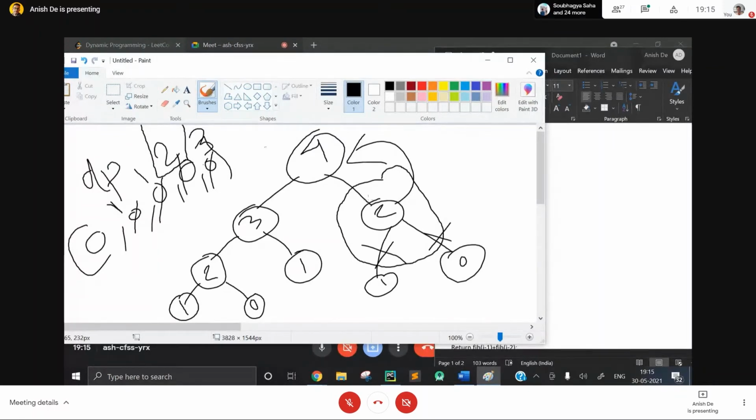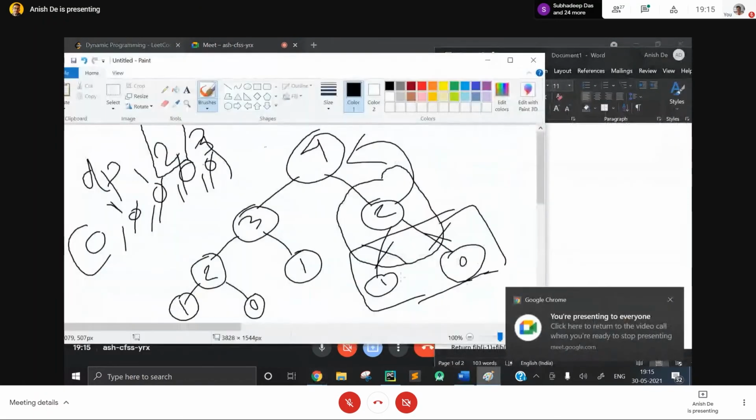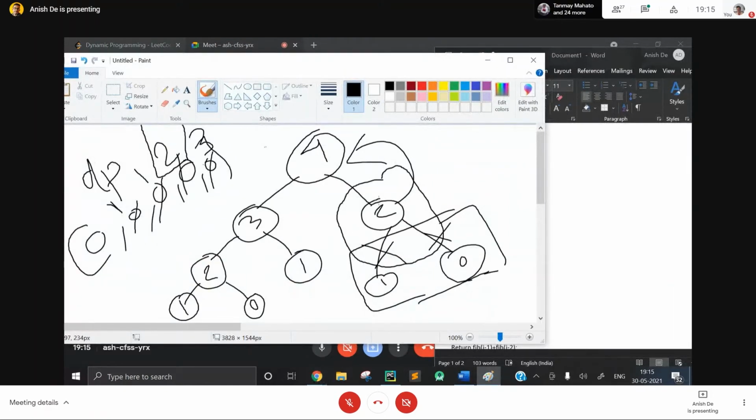Now everyone has understood this, means this part, that why this is not called. Did everyone understand that why 1 and 0 are not called for the second time when we are calculating the answer for 2? Yes, because we already know the answer for 2 now. There is no point in calling the functions again and calculating. We can directly return the answer for 2 to 4 here.